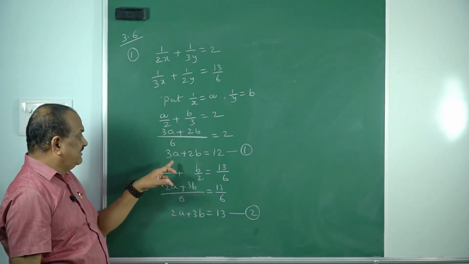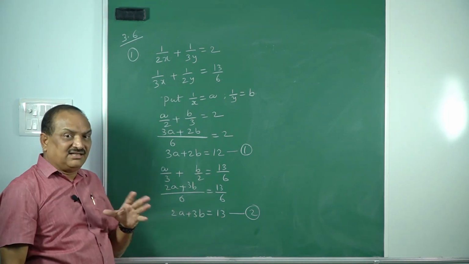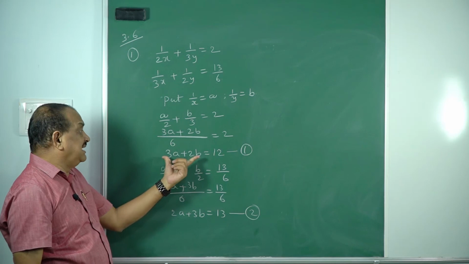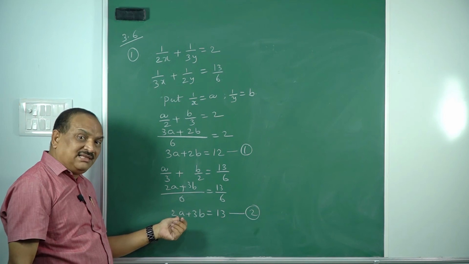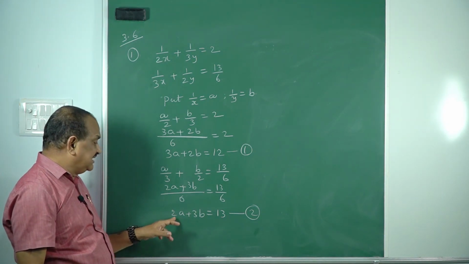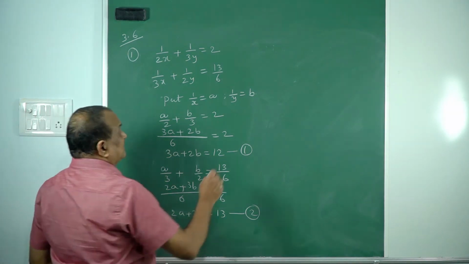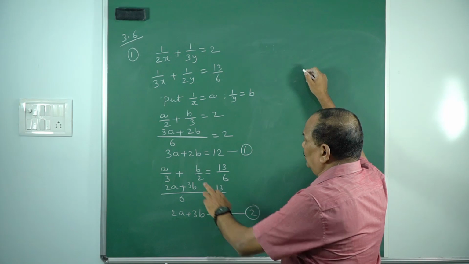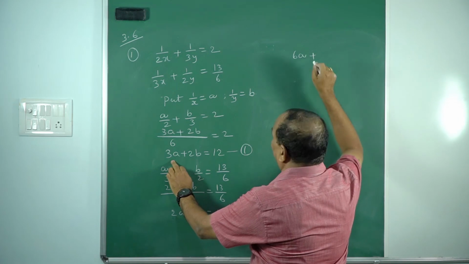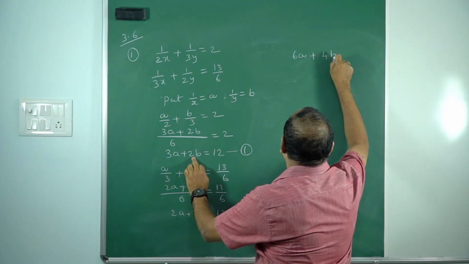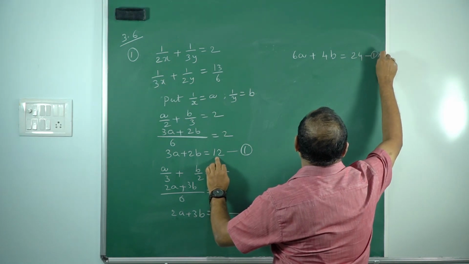And look at the coefficients there. Strangely, this is 3a, this is 2a, and this is 2b, this is 3b. They are not equal. So what I would rather do is multiply throughout by 2 here to make this 6, and multiply throughout by 3 here to make this 6. So the first equation is multiplied by 2: 6a plus 2 times 2b, 4b, is equal to 2 times 12, 24.